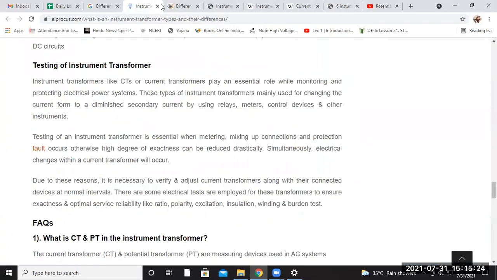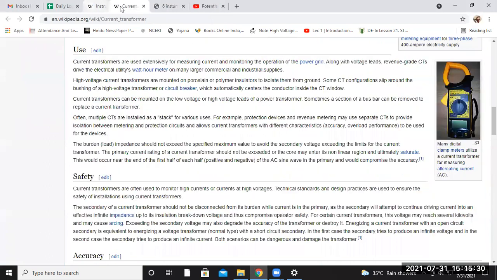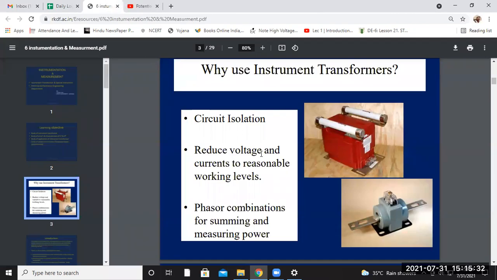Let me first disconnect. So here we can see that. Wait.